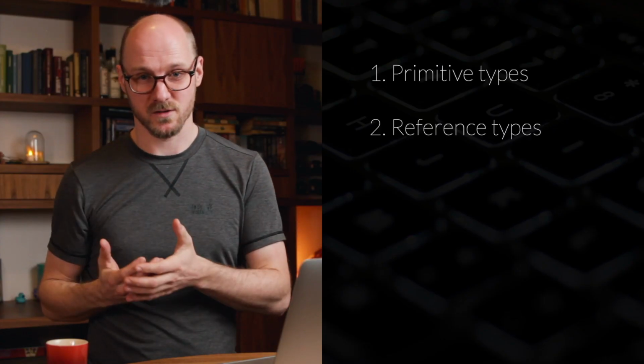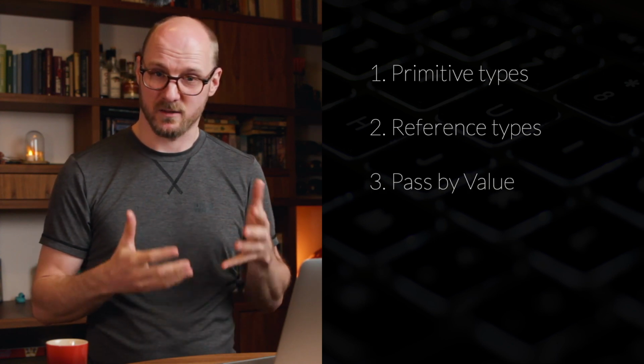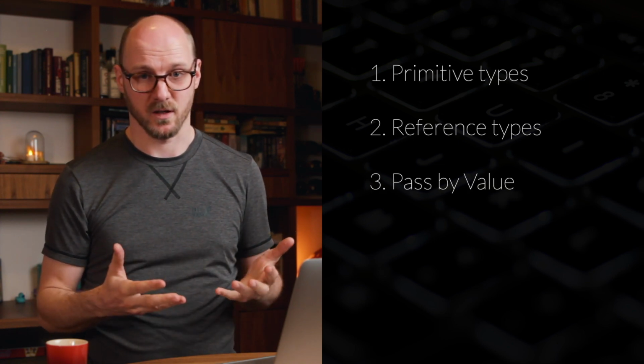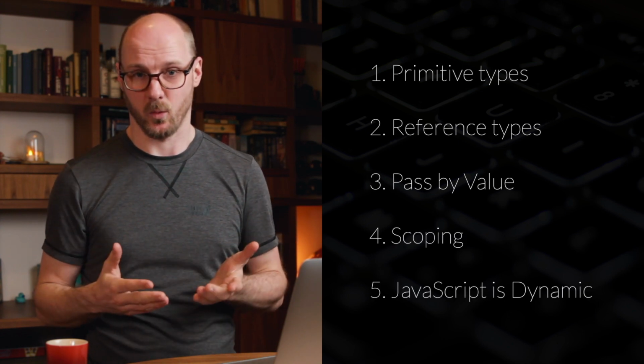There are certain variable types in JavaScript. You have primitives and you have reference types or objects, and I'll talk about these in my video. Also talk about what pass-by value is. JavaScript is a pass-by value language. Lastly, I'll finish up with scoping and how JavaScript is a dynamic language.